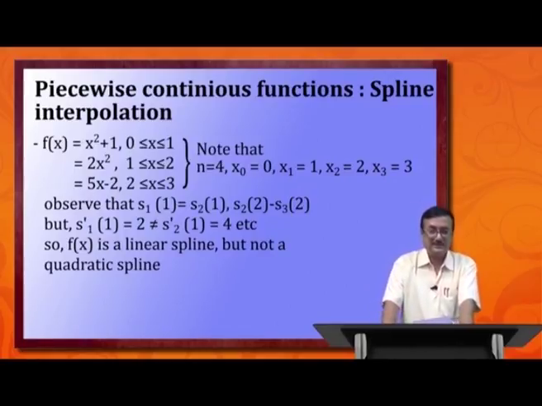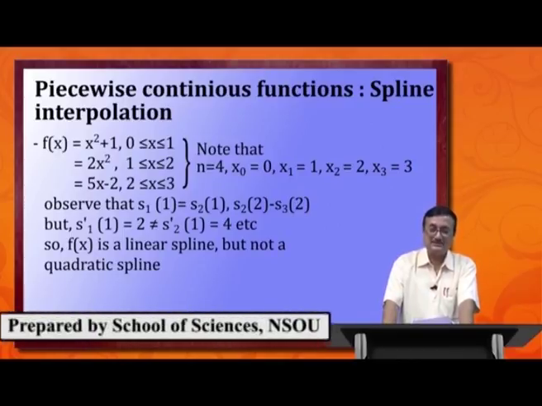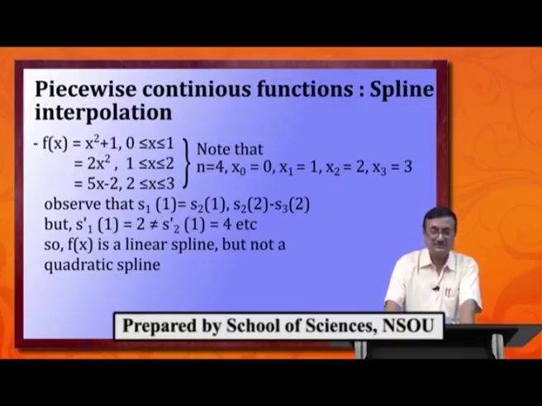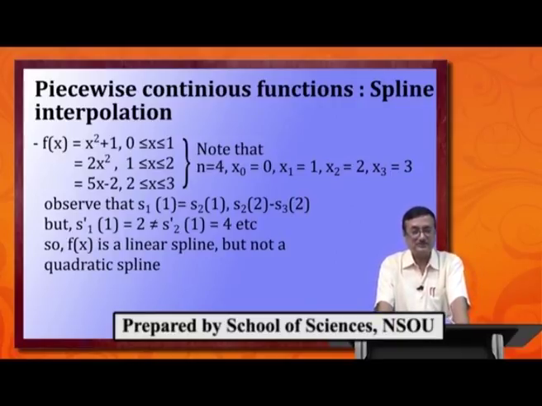But what about the dashes, that is the derivatives? S1 dash at x is equal to 1 is equal to 2, which is not equal to S2 dash at x is equal to 1, which is equal to 4. So the first order derivative does not satisfy the required condition. So although the values satisfy the internal conditions, their first order derivative does not. And that is why f(x) may be termed as a linear spline, but it cannot be a quadratic spline.